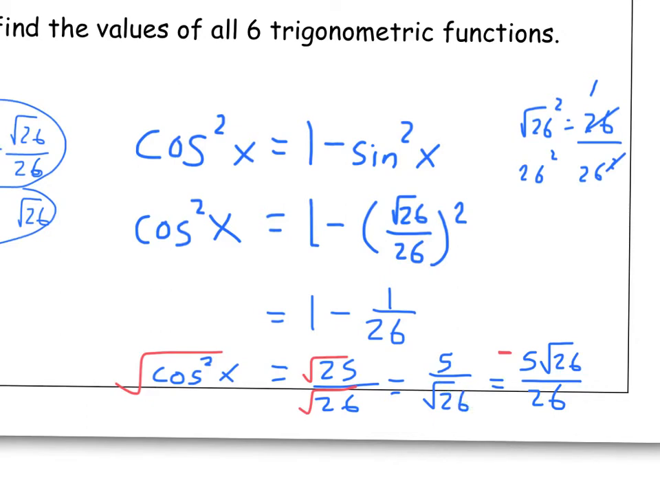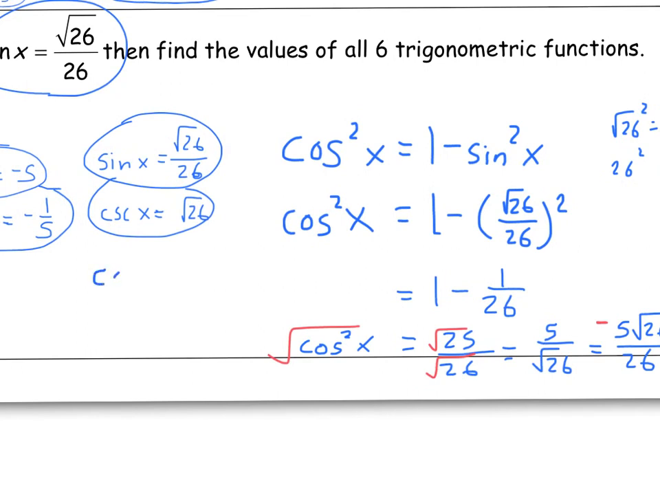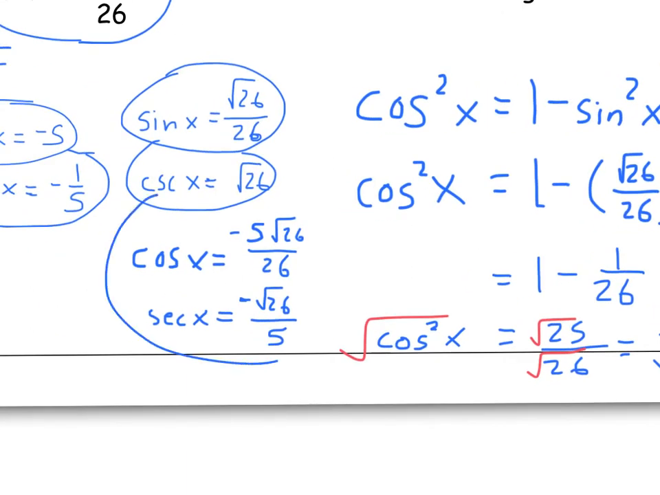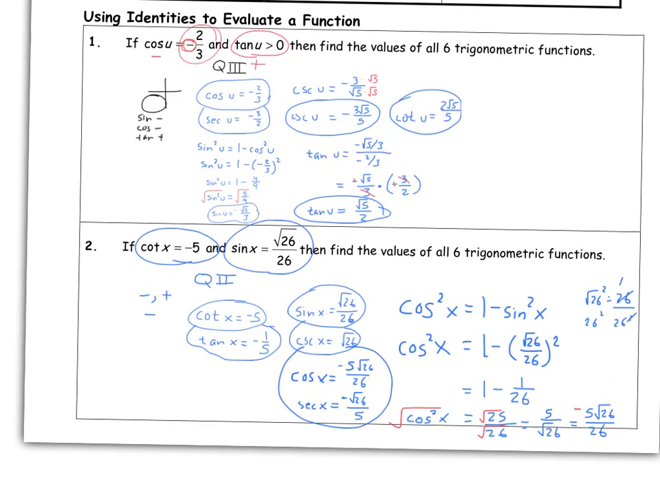So let me write that down real quick. Cosine of x is negative 5 radical 26 over 26. And then secant of x is the reciprocal of this right here: radical 26 over 5, and I do have to keep the negative because both of those guys are negative. And we found all 6 trigonometric functions for both of these.